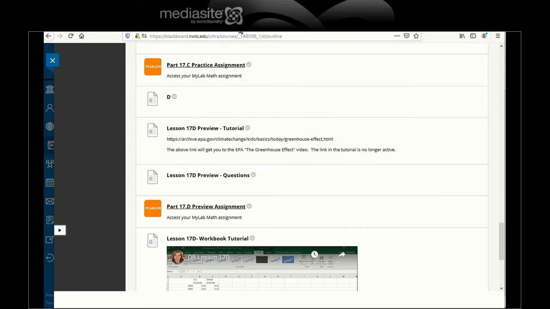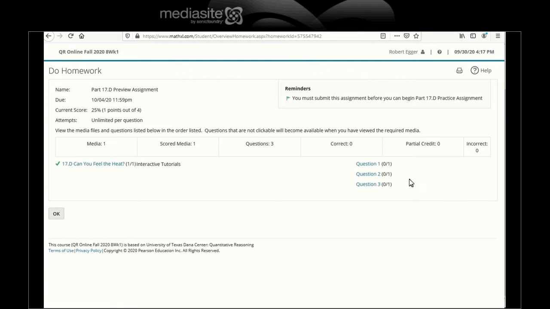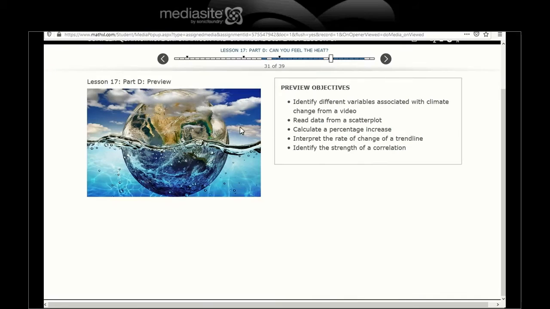So let's do 17D, which is Can You Feel the Heat, with 3 questions. Let's go look at 17 Part D preview. In this lesson, we will identify different variables associated with climate change from video, read data from a scatter plot, calculate a percentage increase, interpret the rate of change of a trend line, and identify the strength of a correlation. Sounds like a busy lesson.